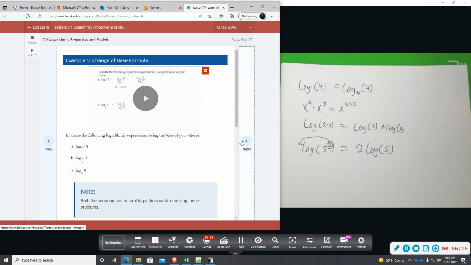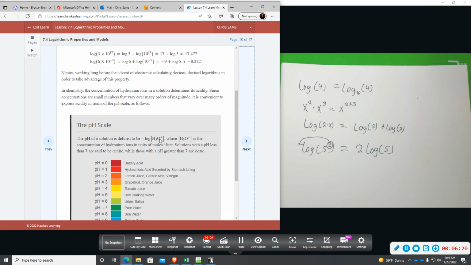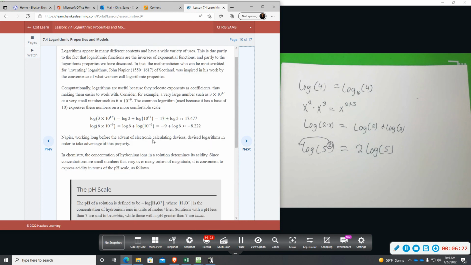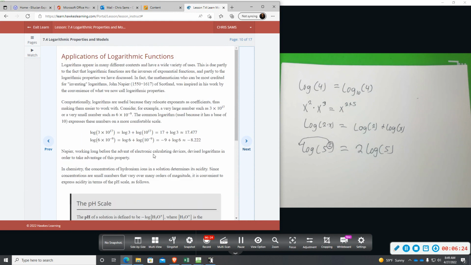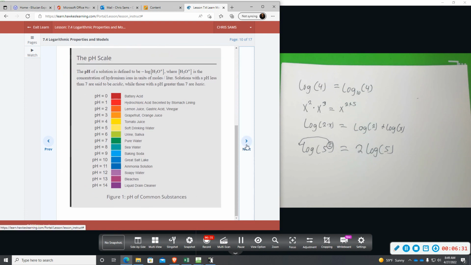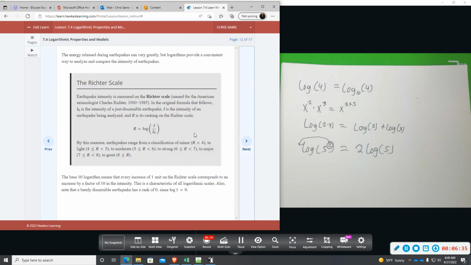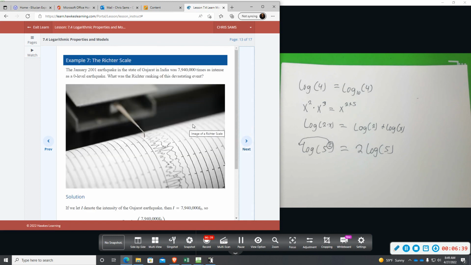And then you have some pH scale problems. They'll show you those formulas when you get to them. You just have to click and you'll see those when we actually get there. And then they got a Richter scale problem as well. We'll show you that one when we get there.